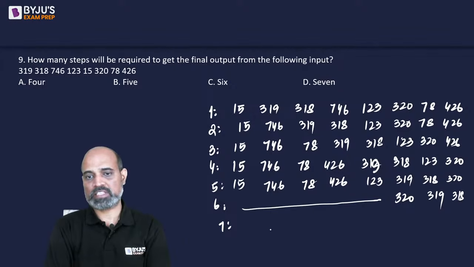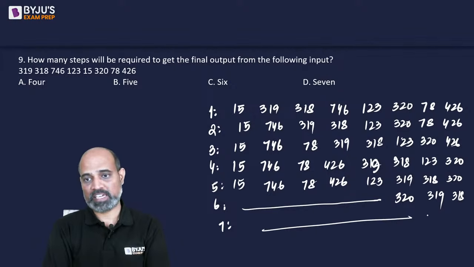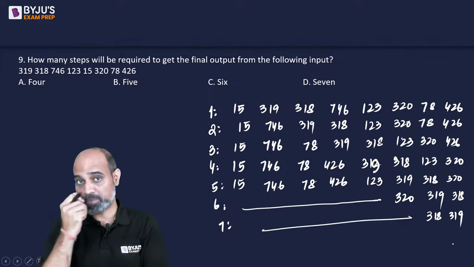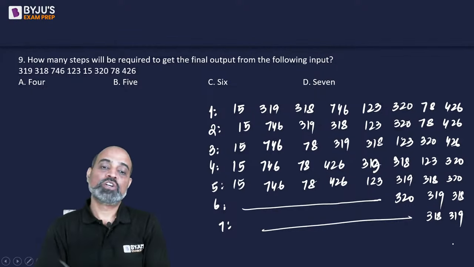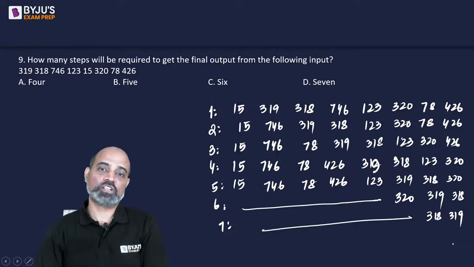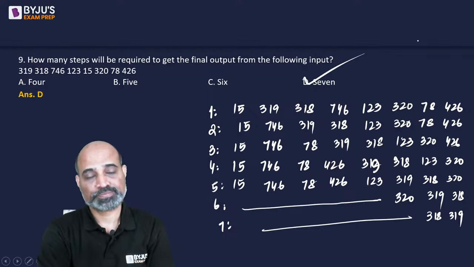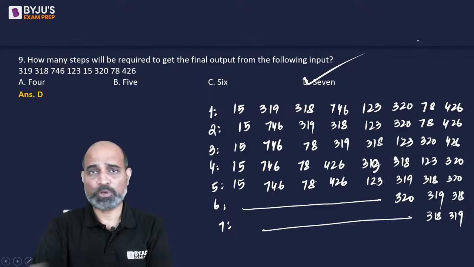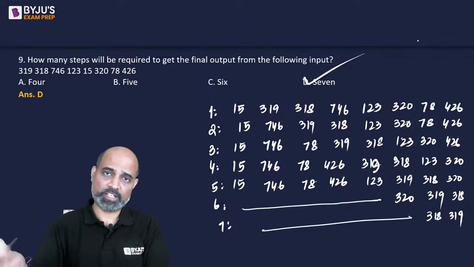And at the seventh step, everything until here will be same. 318 will come in, and then 319. First the smaller, then the bigger number, right? So this is going to take 7 steps. Okay, you do not have to write the full number. The way I put a dash, you can do that.